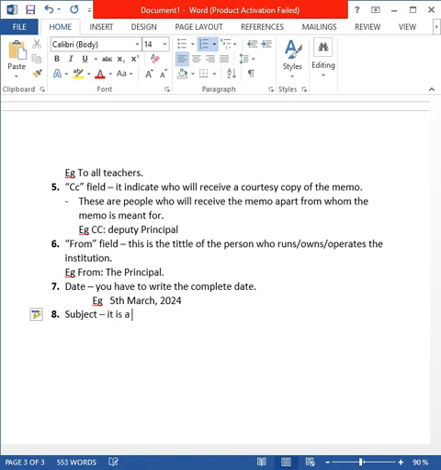So it is a line that, so the subject field, it is a line that gives the reader an idea of what the memo is about. So that's the subject. It is a line that gives the reader an idea of what the memo is about.